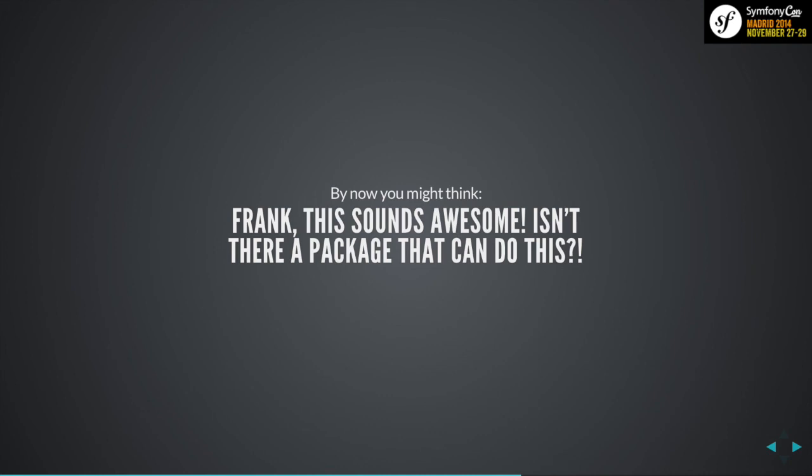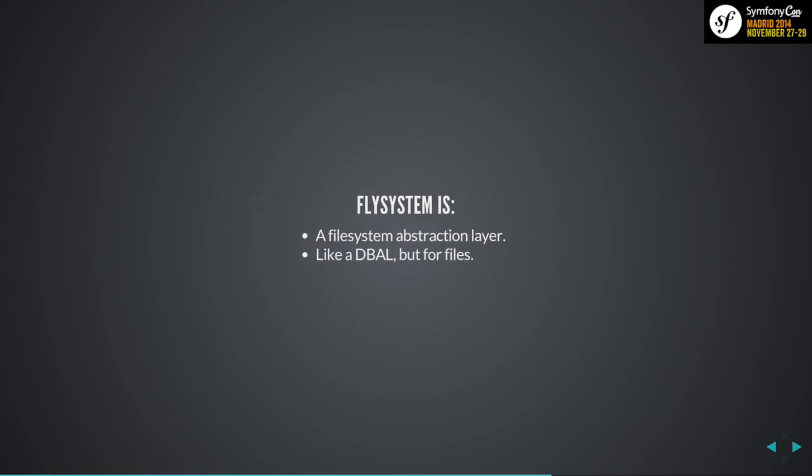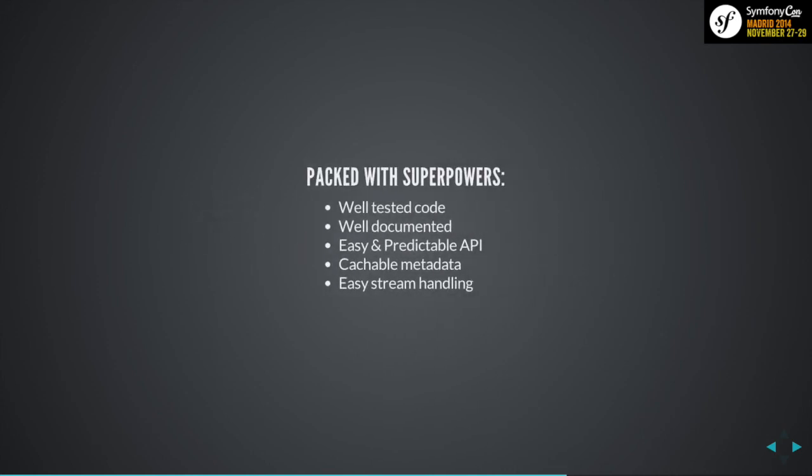And this is totally not shameless self-promotion, but I've been working on a package for the last year or so, which is Flysystem. It's a file system abstraction package. It's an abstraction layer, of course, but it's like a database abstraction layer. More people are used to that. Probably everybody here uses that. But this is like a DBAL for your files. So it's well tested, it's well documented.